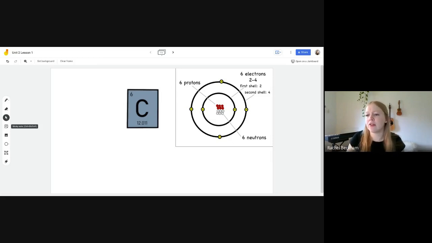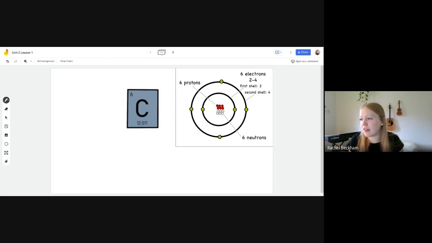The first thing that you are being introduced to that's really important is how elements look on the periodic table. For example, this might look familiar to you and you might know, okay, that's C, that might be carbon. And that's actually true. This is carbon. And I want to explain to you what these numbers mean on the periodic table.